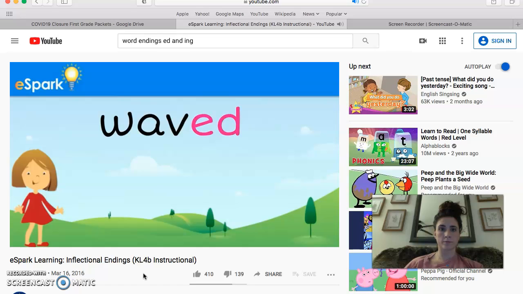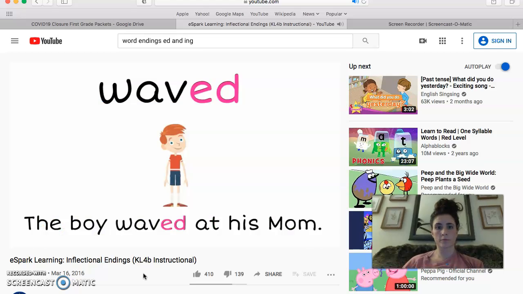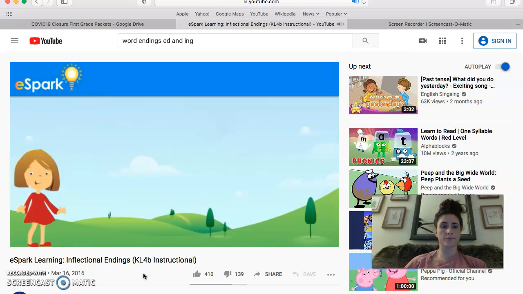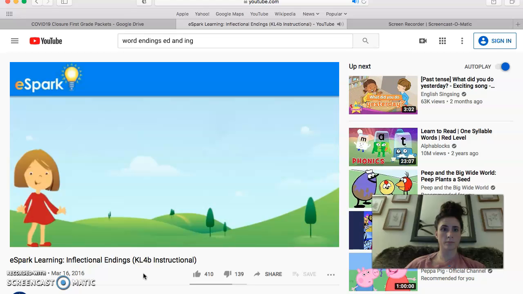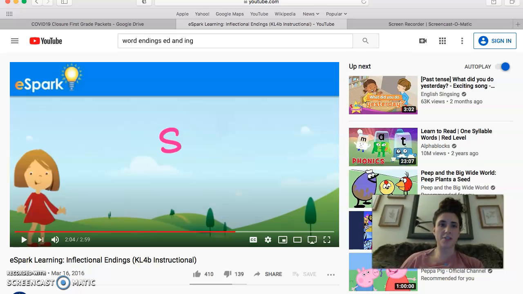When I add the ending ed to wave, the word becomes waved. This sentence says, the boy waved at his mom. You know that the ending ed means something that already happened. The boy already waved at his mom. Great job adding ing and ed endings to words. There is one more ending I want to teach you about today. Adding the letter S to the end of a word makes the word plural. And we are not going to worry about that today. We'll talk about that another time.